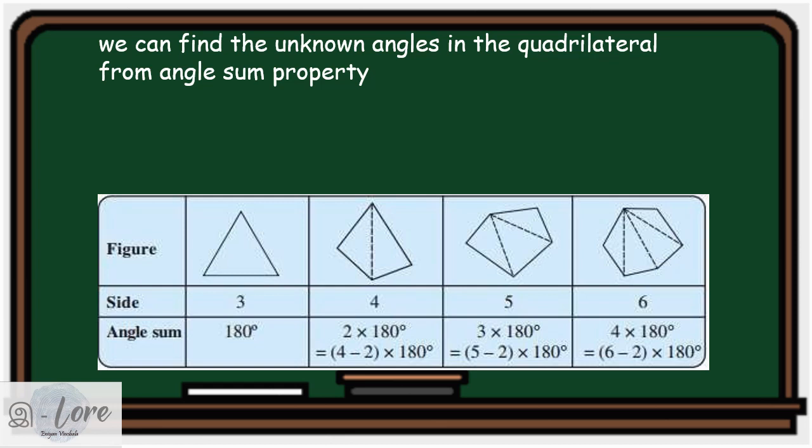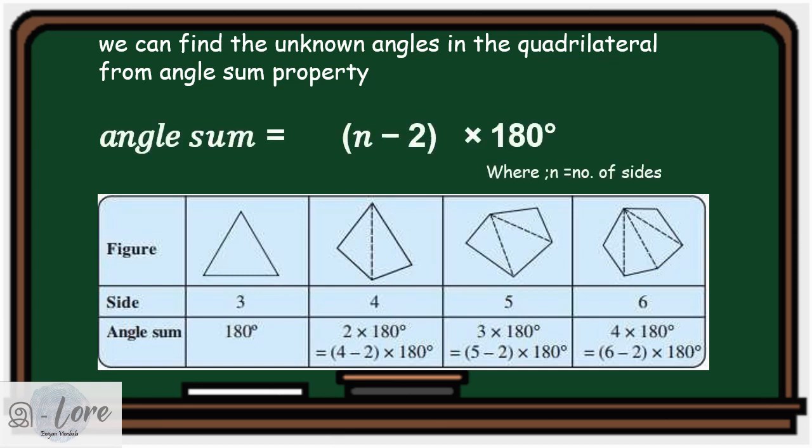But how do we identify this without drawing? You have to use a formula to find the angle sum of a given figure, either triangle, quadrilateral, pentagon, hexagon, heptagon, octagon, nonagon, and it goes on infinitely. Suppose a figure has 28 sides. How do we find the interior angle sum? That is a very simple formula. Angle sum is equal to n minus 2 into 180 degrees. Here n represents the number of sides.